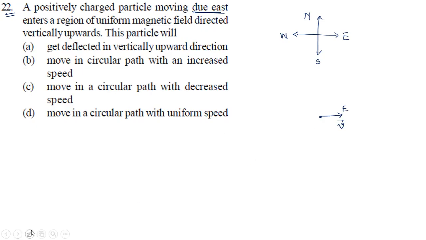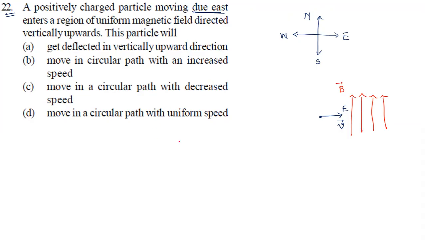Here, I would like to indicate the magnetic field with a different color. There is a region here containing a magnetic field, which is directed vertically upward. The magnetic field is in the vertically upward direction. What will happen next to this particle?